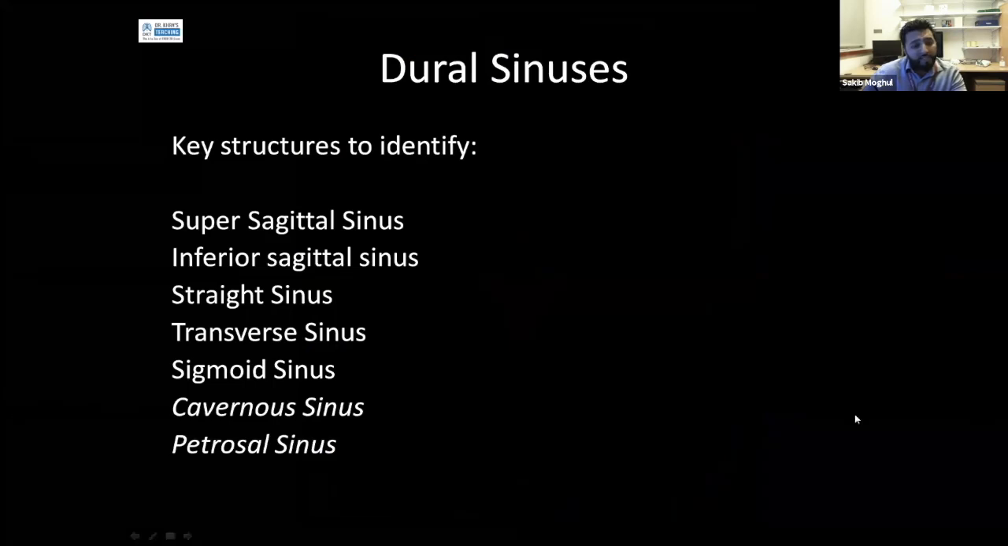So, dural sinuses, multiple sinuses to identify. They all are quite continuous, and I'm hoping you're quite familiar, so I'm not going to dwell too much time on them. I'll go through the superior sagittal sinus, inferior, straight, transverse, and sigmoid.